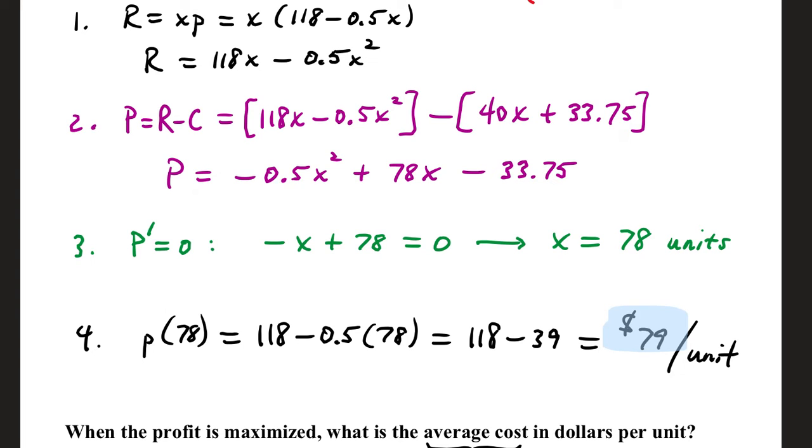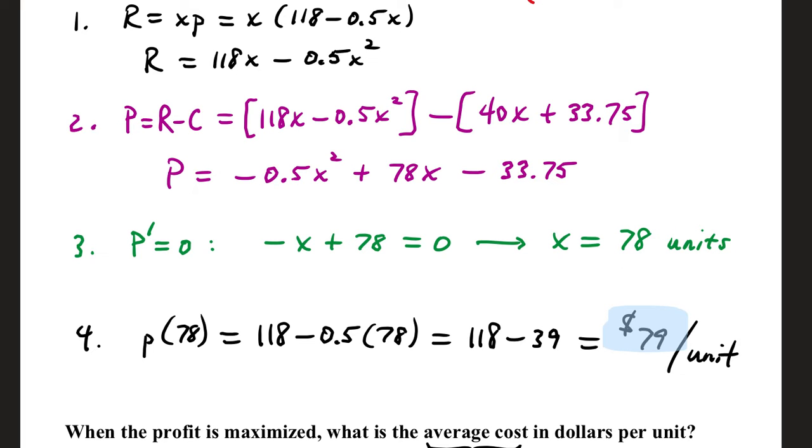So if we take capital P, take its derivative, that's negative 1. 0.5 times 2 is negative 1. Take 1 off of our power, that's also 1. So the derivative of this term is negative x. The middle term's derivative is 78, and any constant has a derivative of 0. Setting our first derivative equal to 0 gives us 78 units.